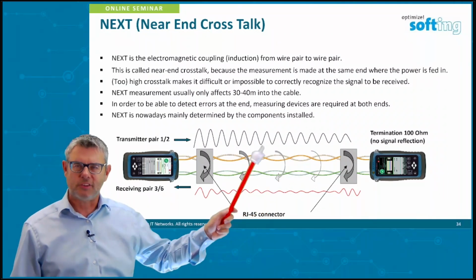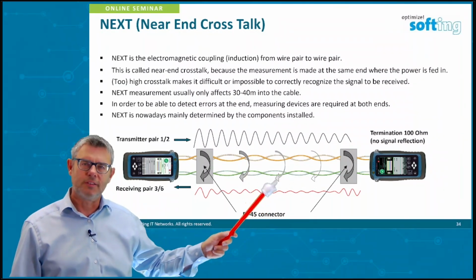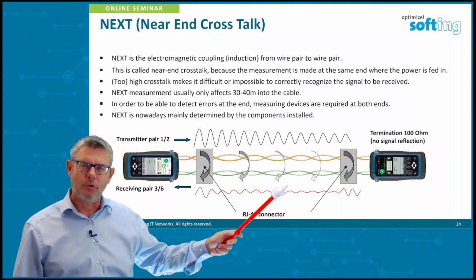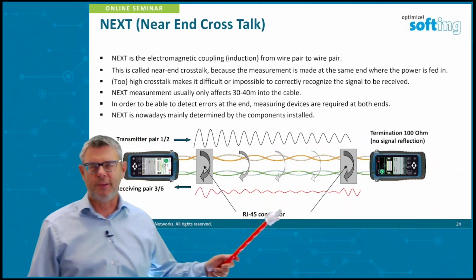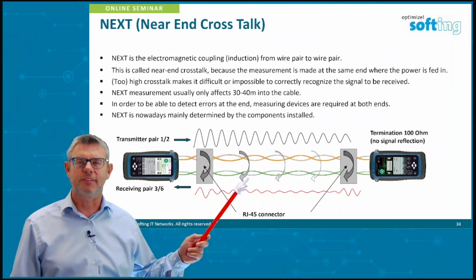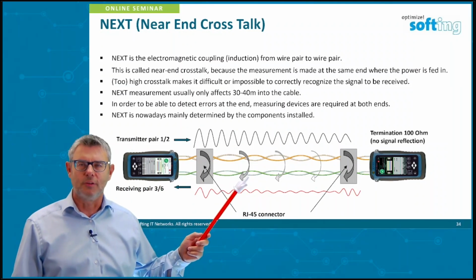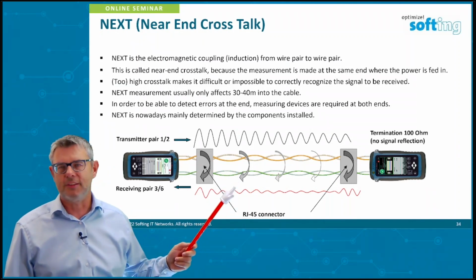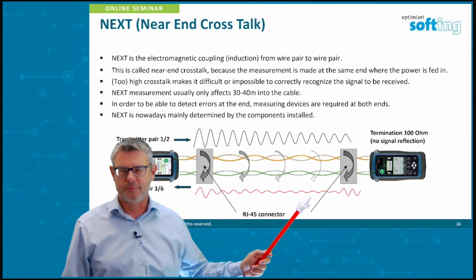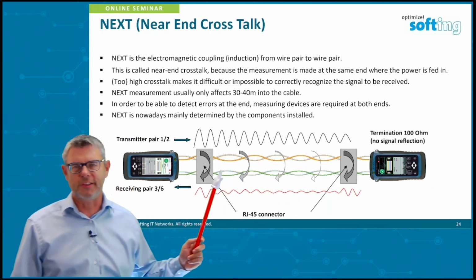And this electromagnetic field is also working, let's say, on the other 3 pairs in the cable. And what's happening if an electromagnetic field is working on a cable? You get some induction. And these induction effects you get here are called the crosstalk effects. We don't want to have the signal here, but we get it.